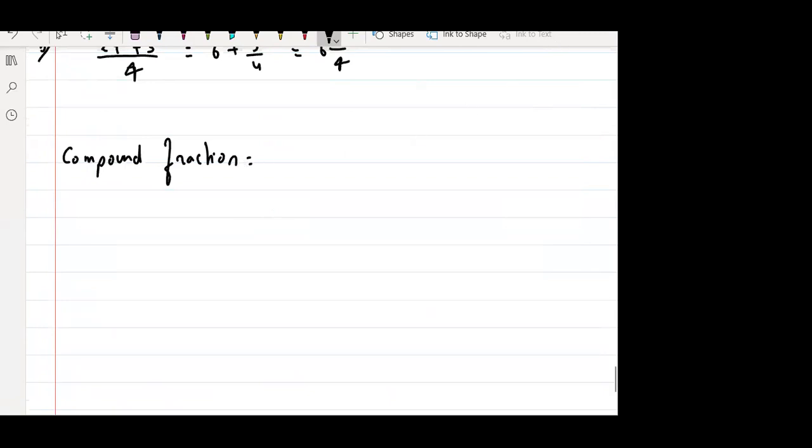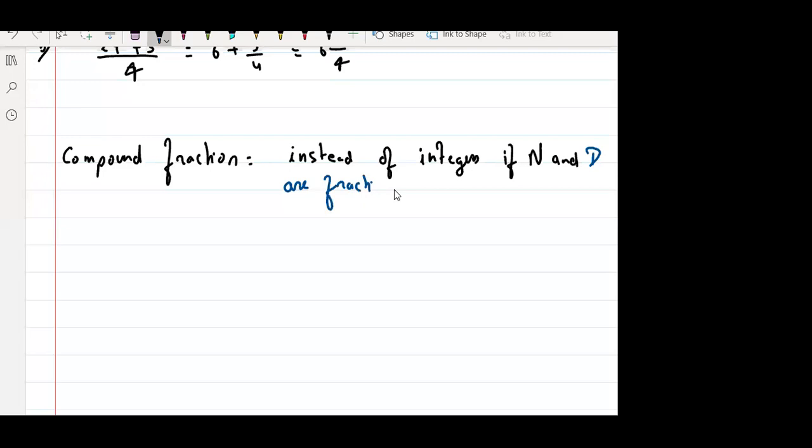Now, till now, what we have studied, whenever we have a numerator and denominator, both are integers, yes or no? But what if, instead of integers, the numerator and denominator are fractions? When you talk about 2 by 5, this 2 and this 5 are integers, so this is a fraction.